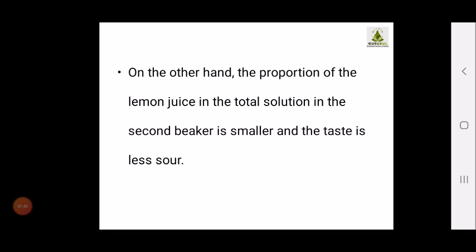On the other hand, when the lemon juice in the second beaker is the total solution, the proportion of lemon juice in the total solution is smaller, and the taste is less sour as compared to the previous one. So with this activity we understand that even though the lemon juice is the same, the quantity of the solvent is different, and that defines the taste of the juice you are making. This is known as the concept of concentration.